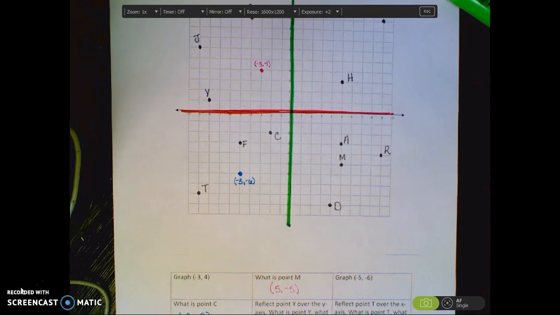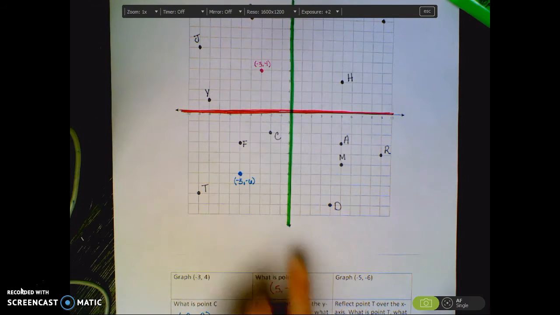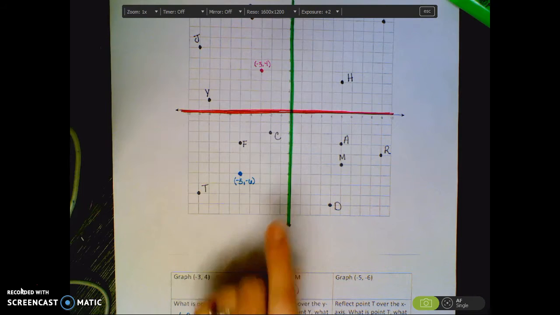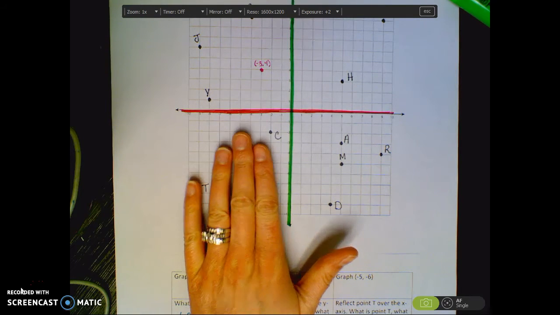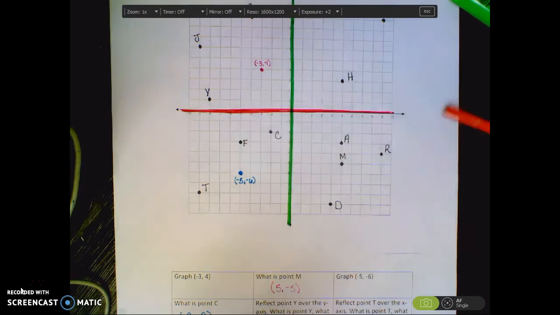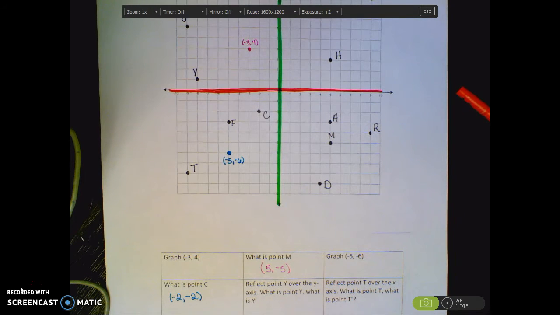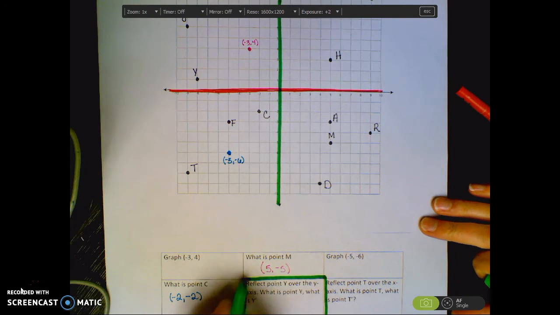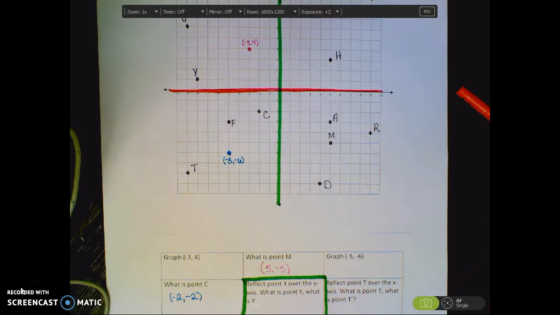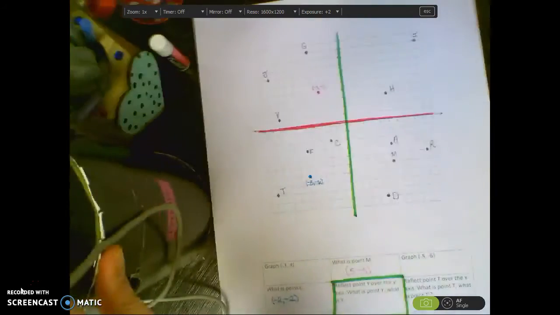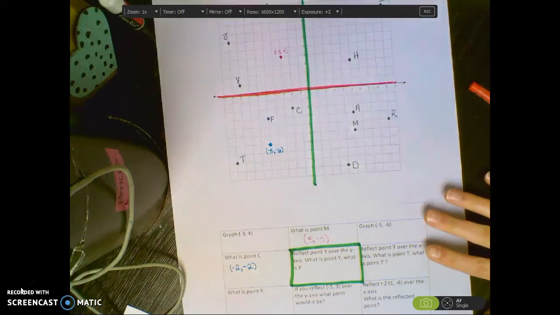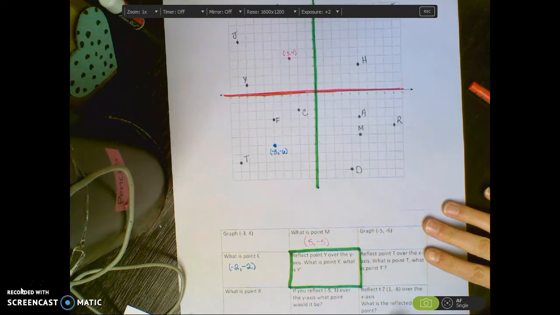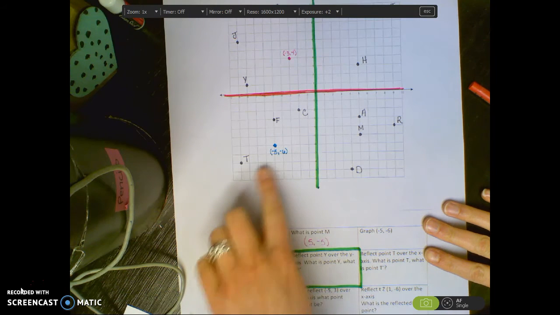So when it says reflect my point Y over the y-axis, that's the green. So if I'm in this quadrant, I need to go over the green line. Once you have your colors, it might help you to kind of box this one off in the green, because you're going to reflect it across the y-axis. I'm going to try and extend this a little bit more so you can see this. There we go.